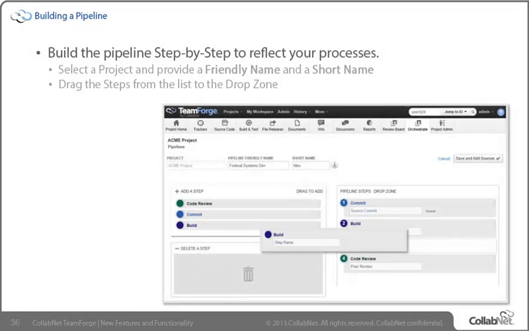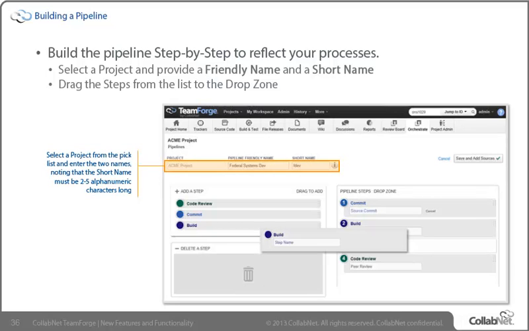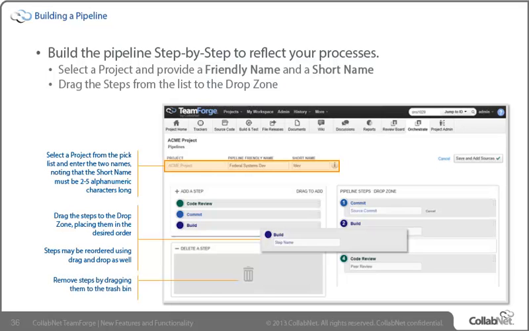Building a new pipeline is done in the TeamForge Orchestrate UI via drag and drop. After clicking Add Pipeline in the pipeline listing, choose from the project picked list and provide both a pipeline-friendly name and a short name. You drag and drop the steps to create an ordered list of the pipeline steps. You can reorganize the steps by dragging them within the list. If you want to remove a step, just drag it to the trash bin. Save your pipeline and move on to the next step by clicking Save and Add Sources.